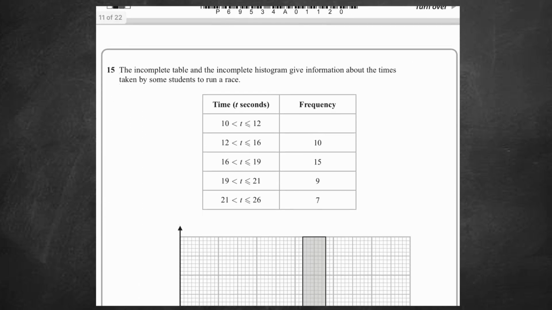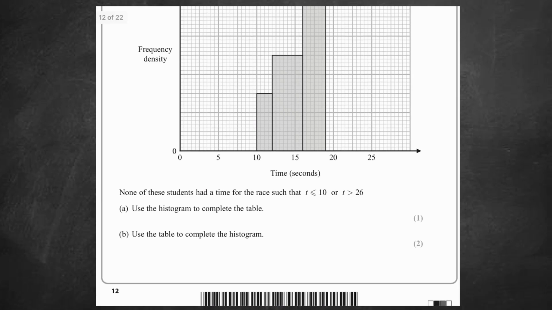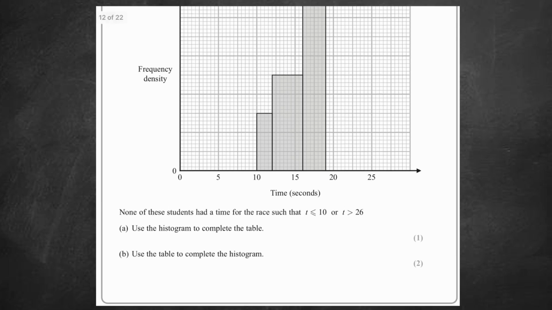Question 15. The incomplete table and the incomplete histogram give information about the times taken by some students to run a race. None of these students had a time for the race such that t is less than or equal to 10 or t is greater than 26. Use the histogram to complete the table.